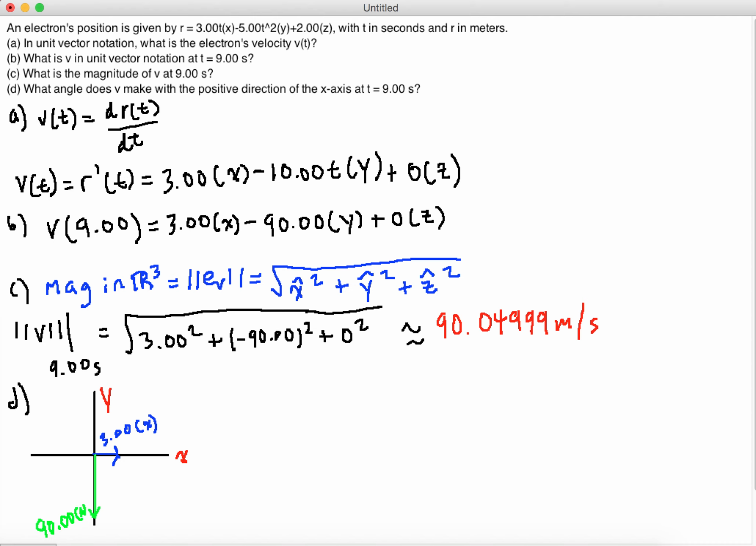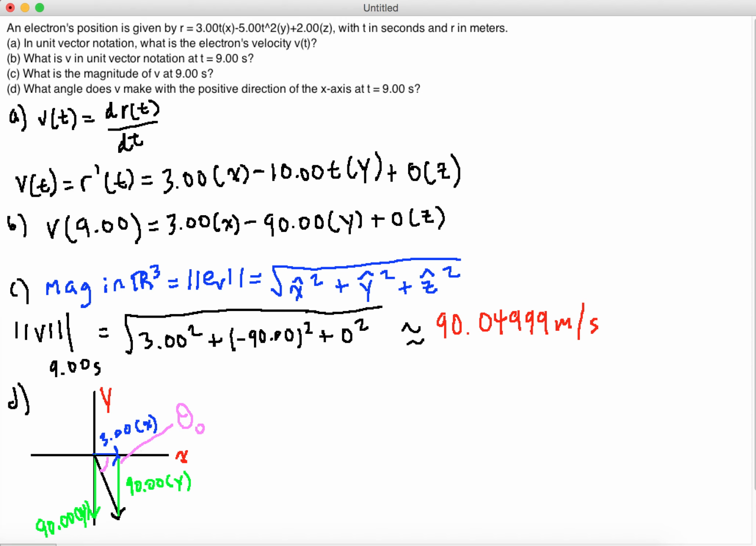And so what we're left with is the resulting magnitude, given as such right here. And so we can find this angle right here. They're asking for this angle, which we'll call theta naught, in relation to the positive direction of the x-axis at t equals 9 seconds. We can use trigonometry, specifically the tangent inverse, because we have the x and the y component. For clarity's sake, I will draw the y component moved over right there. This is 90 y.